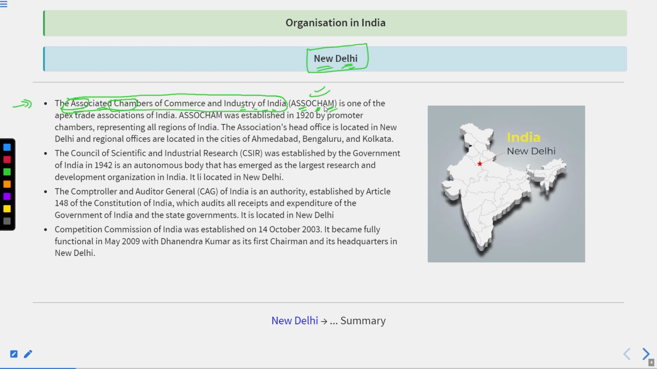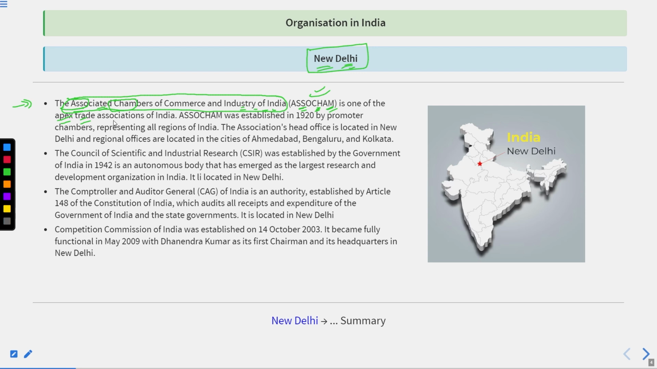So what is this? It is one of the apex trade associations of India. What do you mean by the term apex? Apex means the supreme or the highest in a particular category. If we talk about banking, which is the banking apex body? Reserve Bank of India. No one is above the Reserve Bank of India. Similarly, the Parliament of India is the apex legislature. No one is above the Parliament in terms of legislature. Judiciary, Supreme Court. No one is above the Supreme Court of India in terms of judiciary. Similar thing is with this. ASSOCHAM is an apex trade association of India and no one is above it.